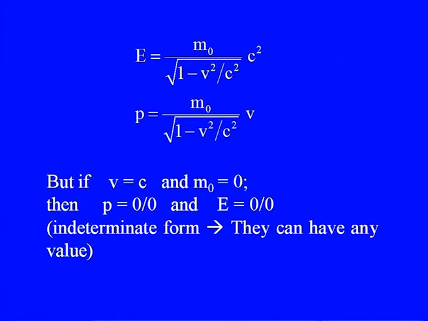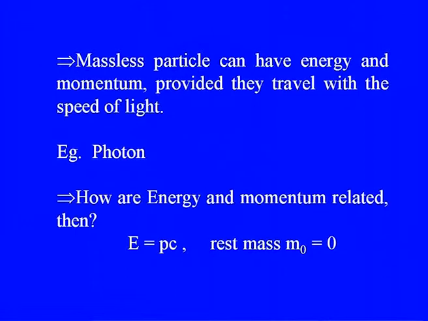So in a sense, relativity does not forbid the existence of a massless particle if, and only if, it moves with the velocity of light. That is a very important conclusion that you can draw: massless particles will exist, and they will have energy and momentum, provided they travel with the speed of light. Well, can you name such a thing? Exactly, you can. It is called the photon, the quanta of light.